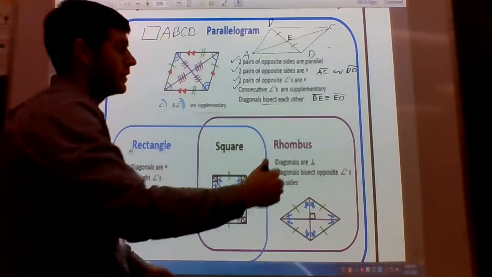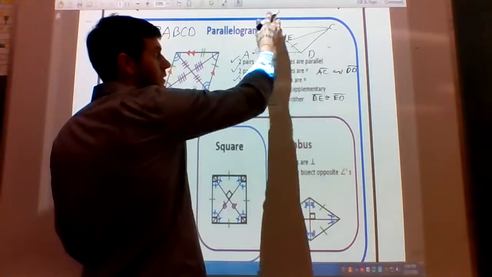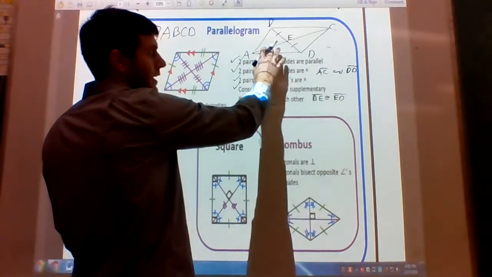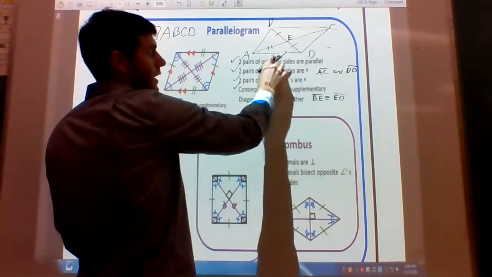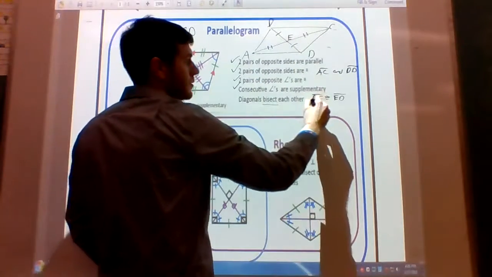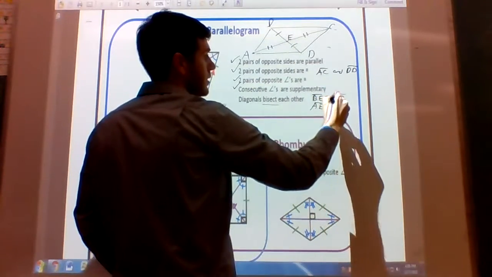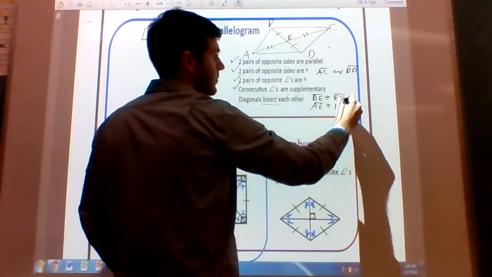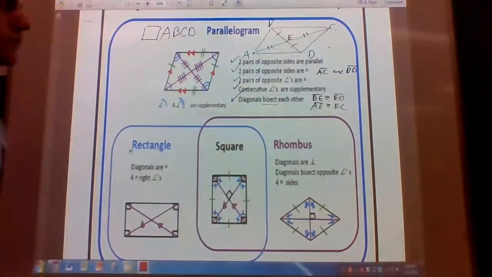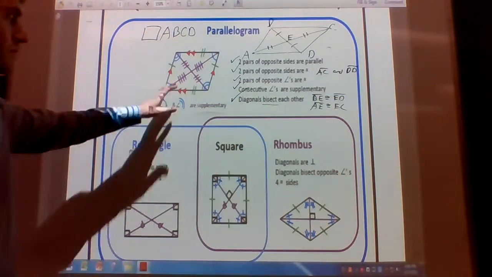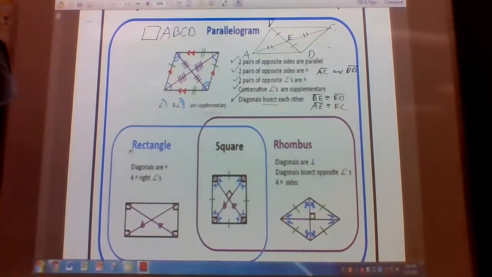And we also have AE, right? So now BD is going to bisect AC. Okay, so AE is going to be congruent to EC. Diagonals bisect each other. And again, all this is in our diagram.